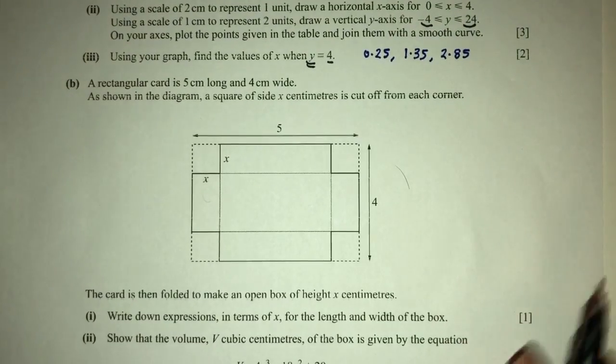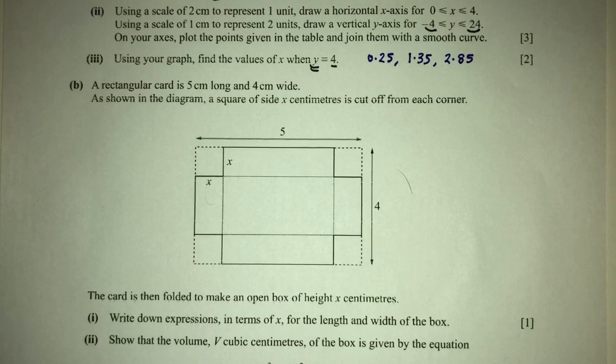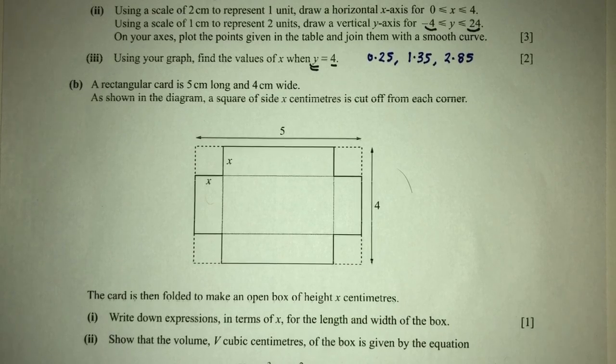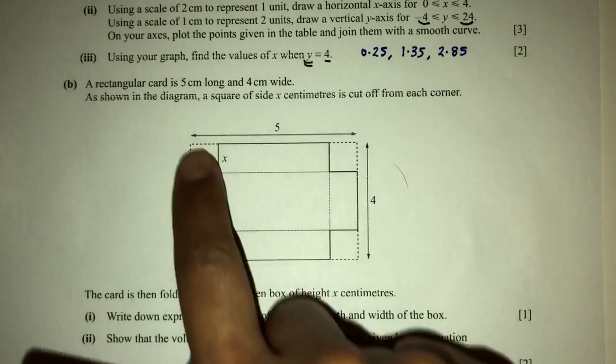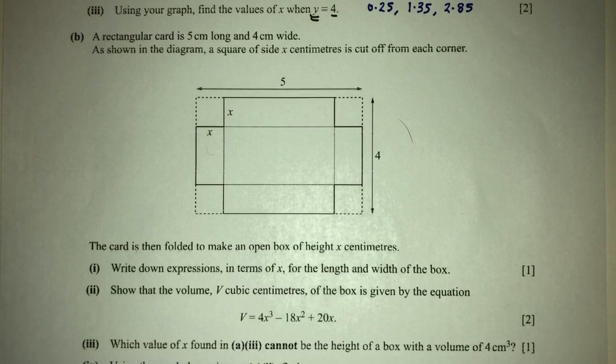Now for part B, a rectangular card is 5 centimeters long and 4 centimeters wide, as we can see here. A square of side x is cut from each corner. So these corners have been cut. Now, the card is folded to make an open box of height x. So first thing, write down an expression in terms of x for the length and width of the box.